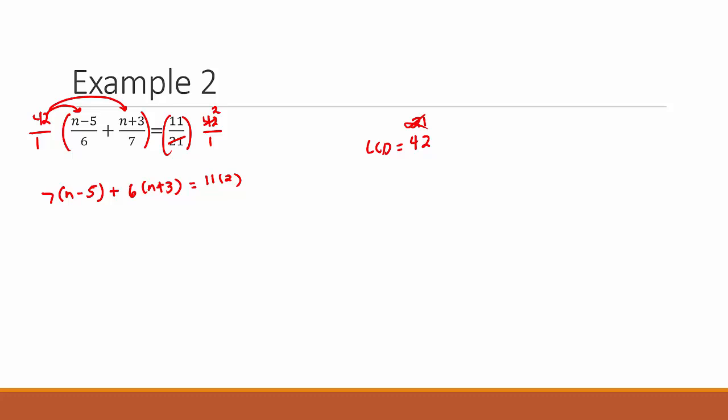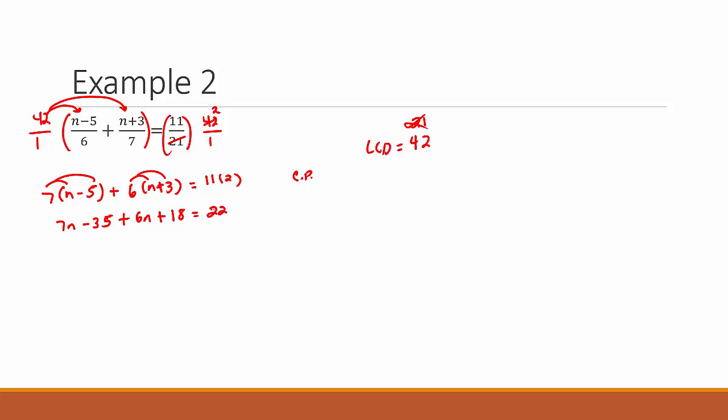From here, we would just use our equation solving procedure. Let's clear our parentheses by using the distributive property. 7 times n is 7n. 7 times negative 5 is negative 35. Distribute the positive 6: positive 6n, positive 18. Multiply 11 times 2, 22.